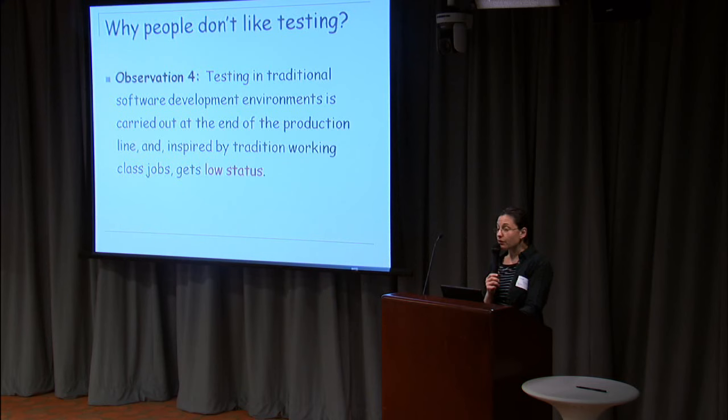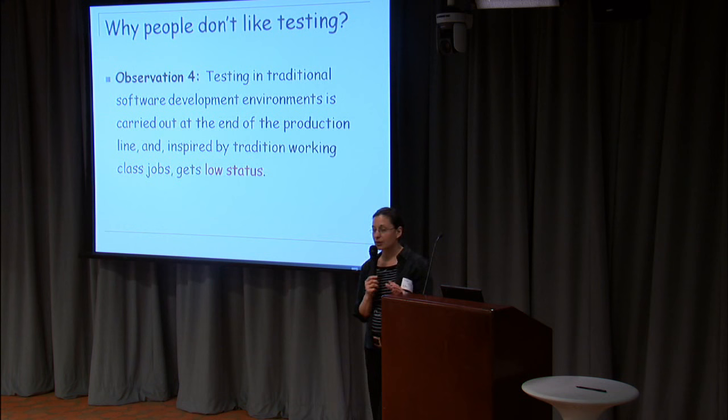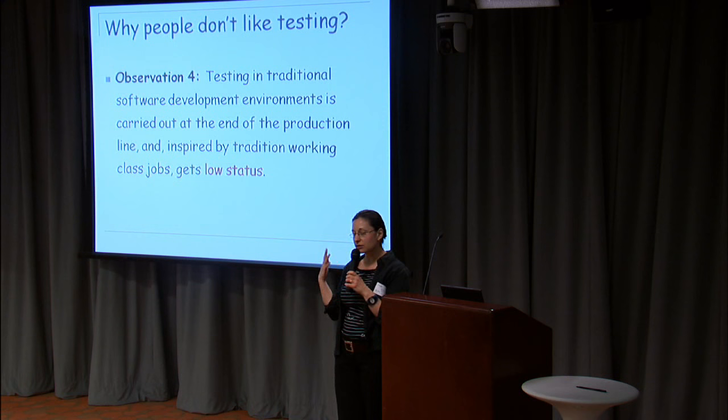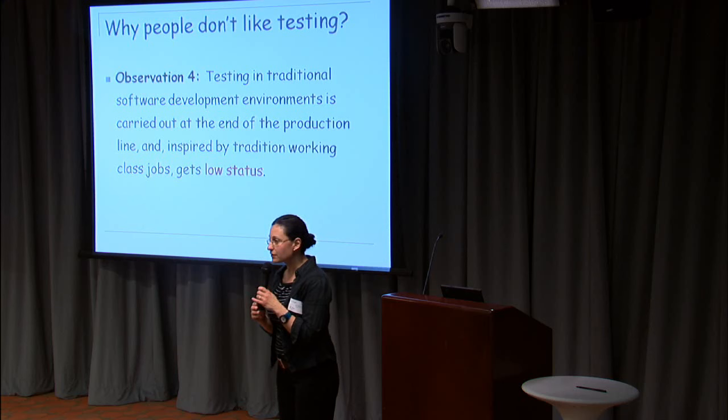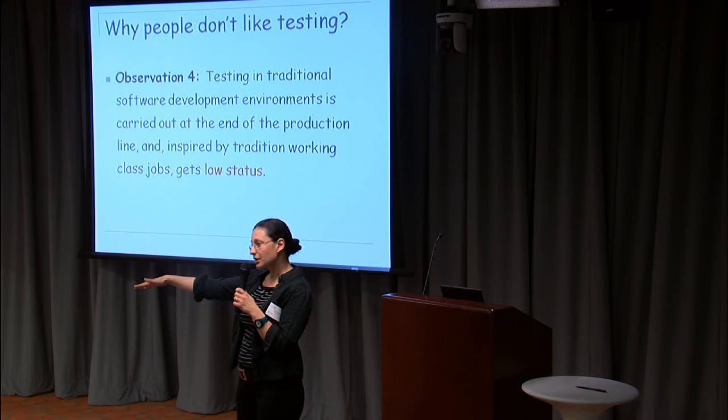The fourth observation is that testing, as it is done in traditional development processes, is an activity that takes place at the end of the development process. And if we think about traditional assembly lines or other factories, other kinds of producing products, when it comes to the end of the production line, the status of the workers is reduced, because the first ones are the ones who designed the product, and then the people do more technical jobs, which are not considered to be of high status.